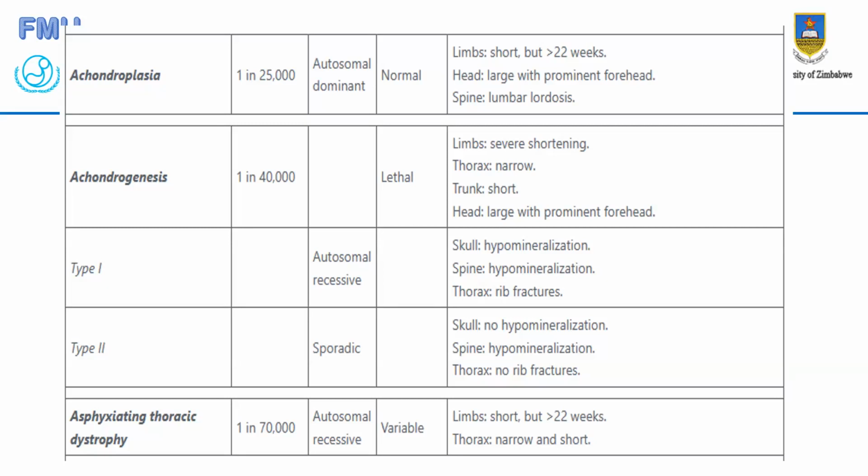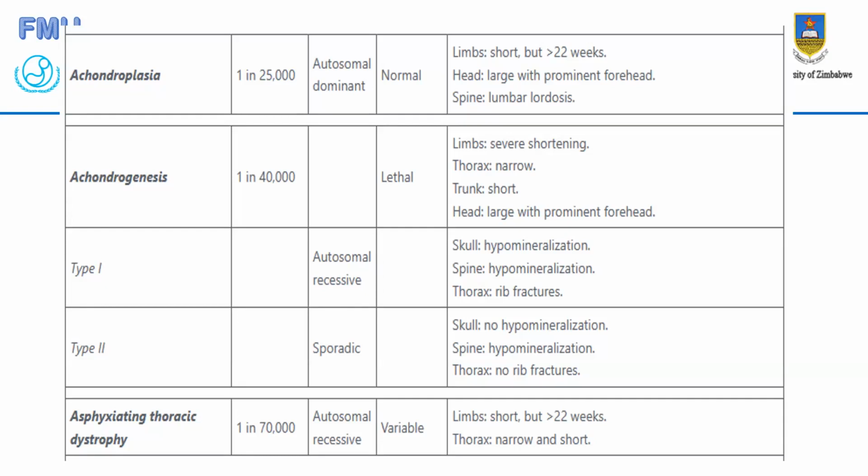Then in terms of achondrogenesis, it is as common as 1 in 4,000. And unfortunately, it is lethal. There are 2 types of achondrogenesis.